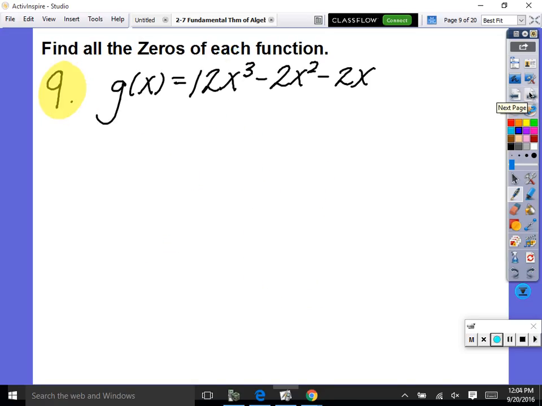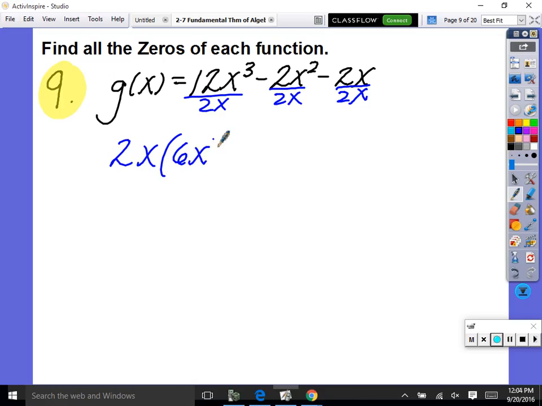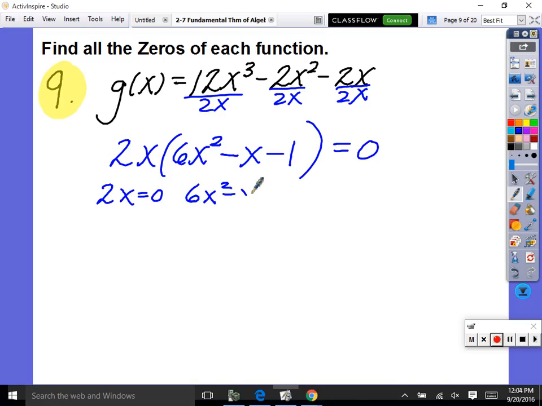All right, how about number 9? Let's do that one. Find all the zeros. Once again, we're going to do it using the most appropriate method. Isn't there a 2x in common? Yeah. Factor out 2x. Divide by 2x, divide by 2x, divide by 2x. So we're going to have 6x squared minus x, correct? And then minus 1. Now we have a linear and a quadratic, so we'll set 2x equal to 0. We'll set 6x squared minus x minus 1 equal to 0, and we'll solve it.